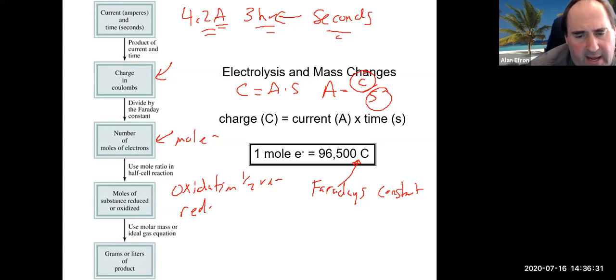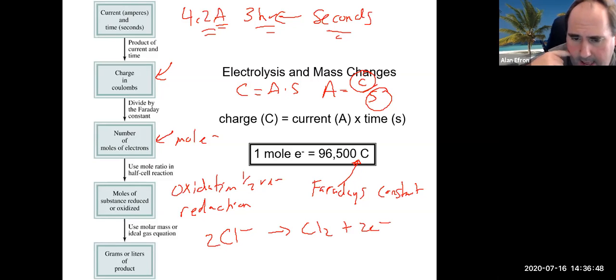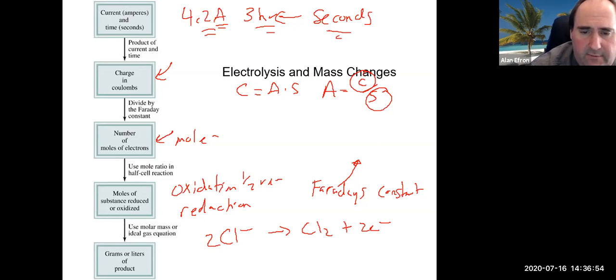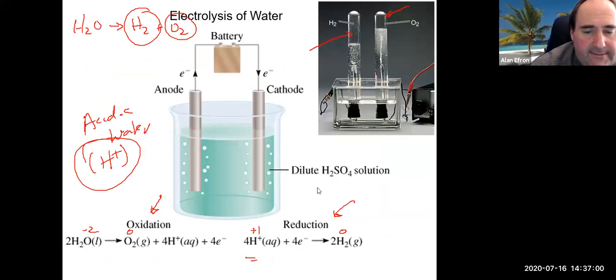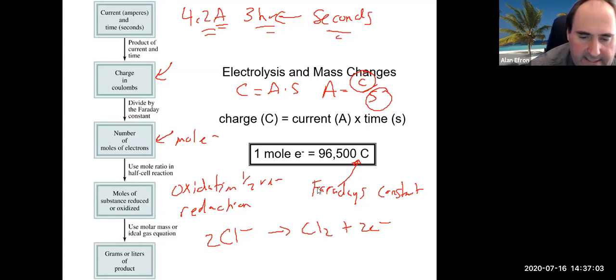And at this point, this is where the oxidation half reaction or the reduction half reaction will come into play. So for example, if we were looking at our chloride here that we saw. And again, our chloride going from minus one to zero, going through oxidation, which is what we saw right there, right? Our chloride going to Cl2 plus 2e minus. And if we were interested in, for example, if we ran this cell, how much chlorine gas we would make, this is where we would know the moles of electrons, and we could do a stoichiometry.